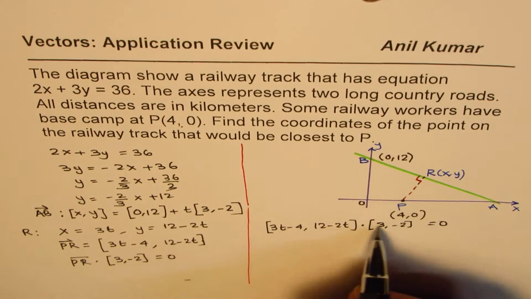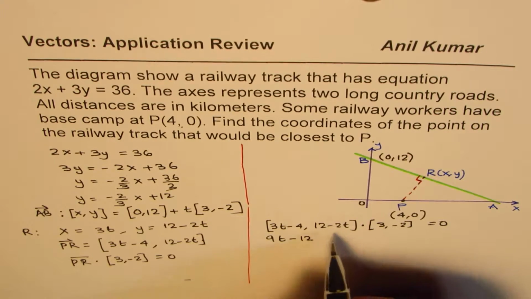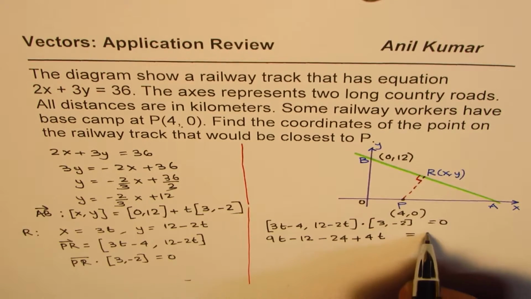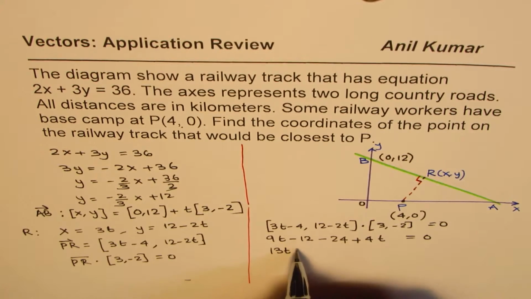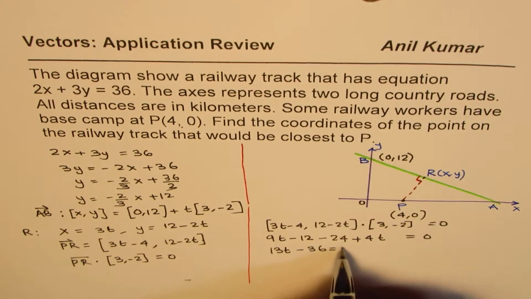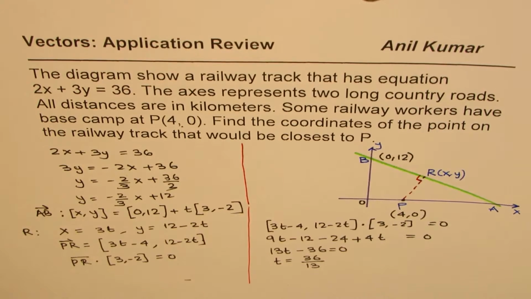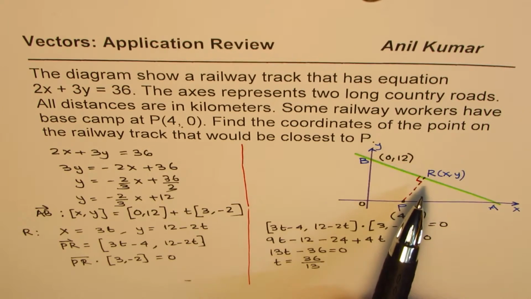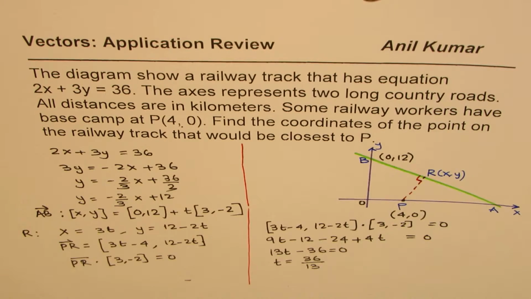When you open this up, we get 3 times 3t is 9t minus 12, then minus 2 times 12 is minus 24, and minus minus becomes plus, so plus 4t. This should be equal to 0. Combining like terms, 9t plus 4t is 13t, so we get 13t minus 36 equals 0, or t equals 36 over 13. So we get a value of t. Now with this value, we can find the coordinates of R by substituting t.